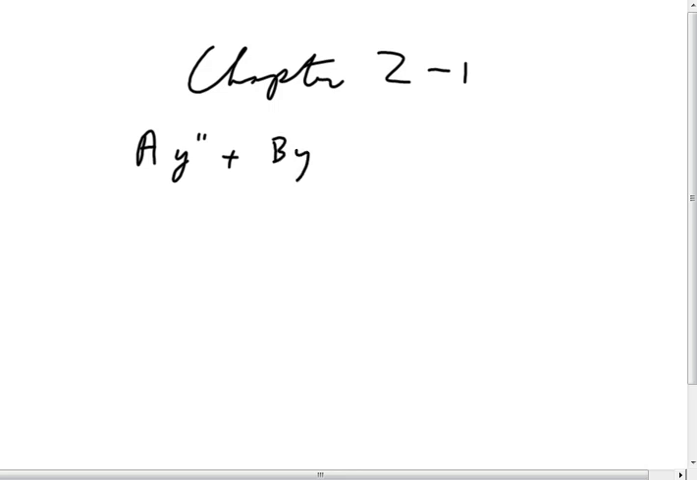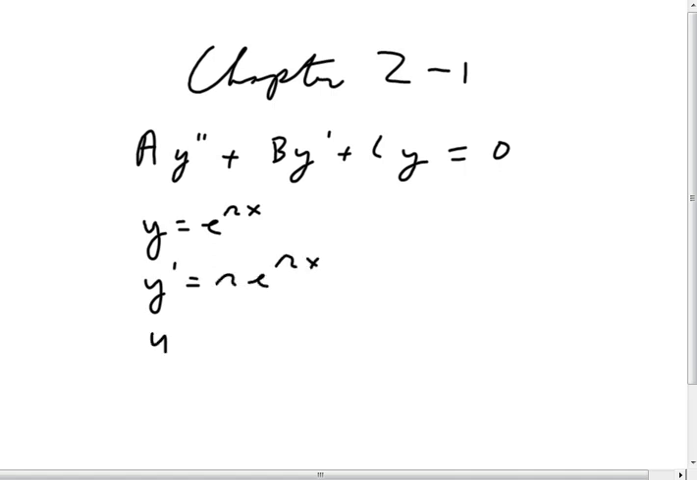Okay, so we're in chapter 2, section 1. And if I were to have an equation a y double prime plus b y prime plus cy is equal to 0, and I were to guess that my solution was y is equal to e to the rx, then I could say y prime is r e to the rx, and y double prime is r squared e to the rx.